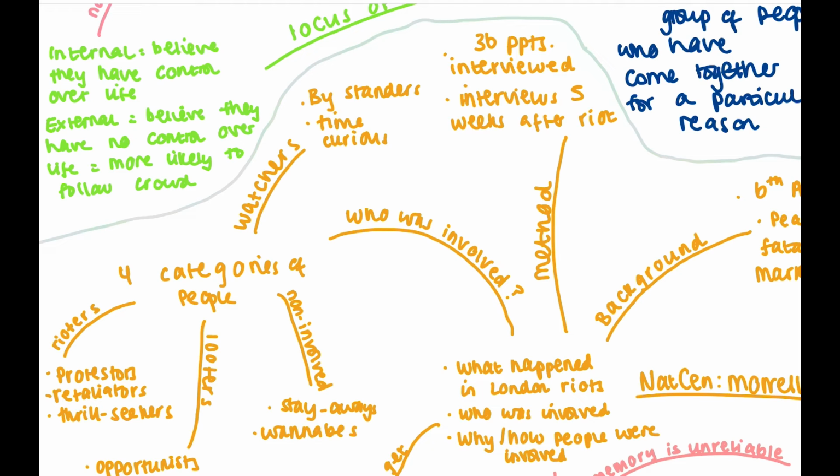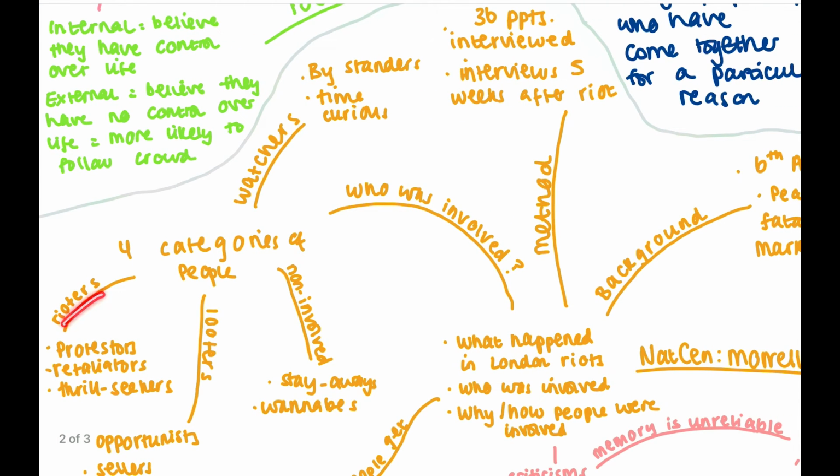Secondly, we have the rioters. So we could categorize the rioters into 3 subcategories. Number 1, the protesters. So these were people who were acting out deliberately because they were upset about the death of Mark Duggan. There were the retaliators. So these were people who acted out to get their own back on the system or against the police. Typically in Tottenham, there have been a lot of riots historically, and people didn't really trust authority and the police, so this was a good chance to get back at them.